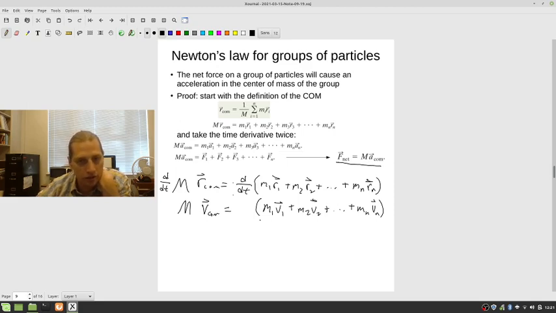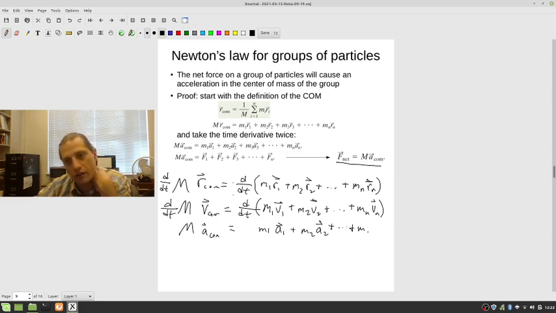Okay, now do it again. All right, so we don't need to belabor this, but the derivative of velocity then is acceleration. So M times a of the center of mass equals m1 a1 plus m2 a2 plus dot, dot, dot, mn an. Okay, and you might say, okay, you're getting a little tedious here, Cordall.